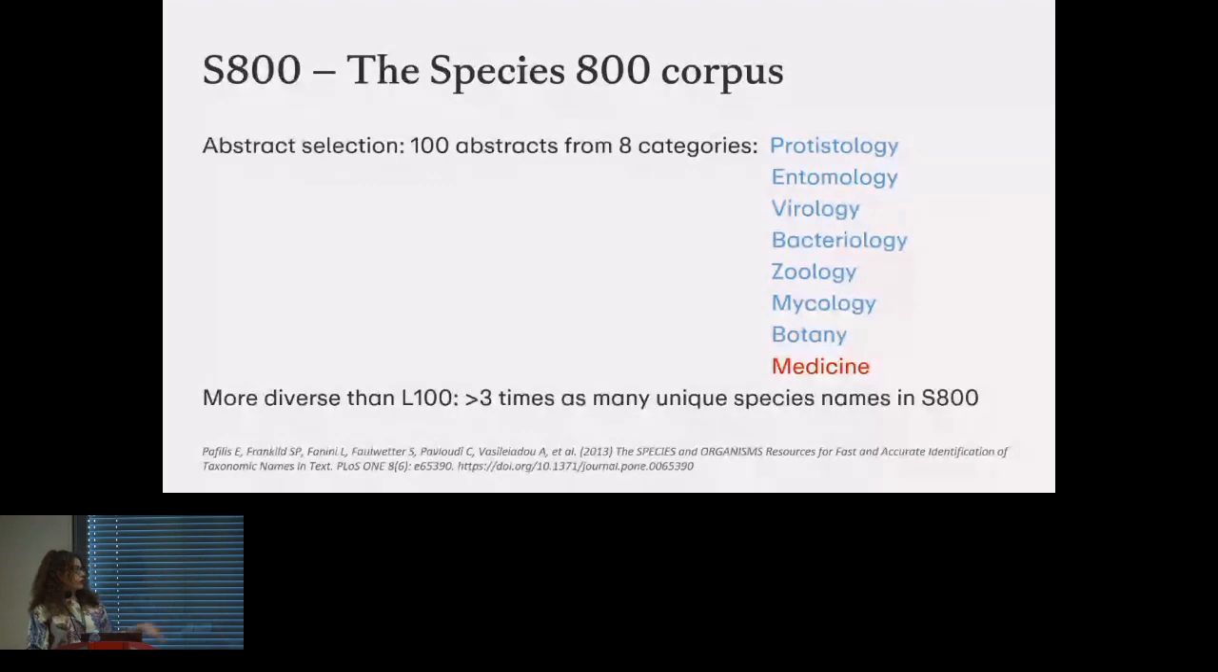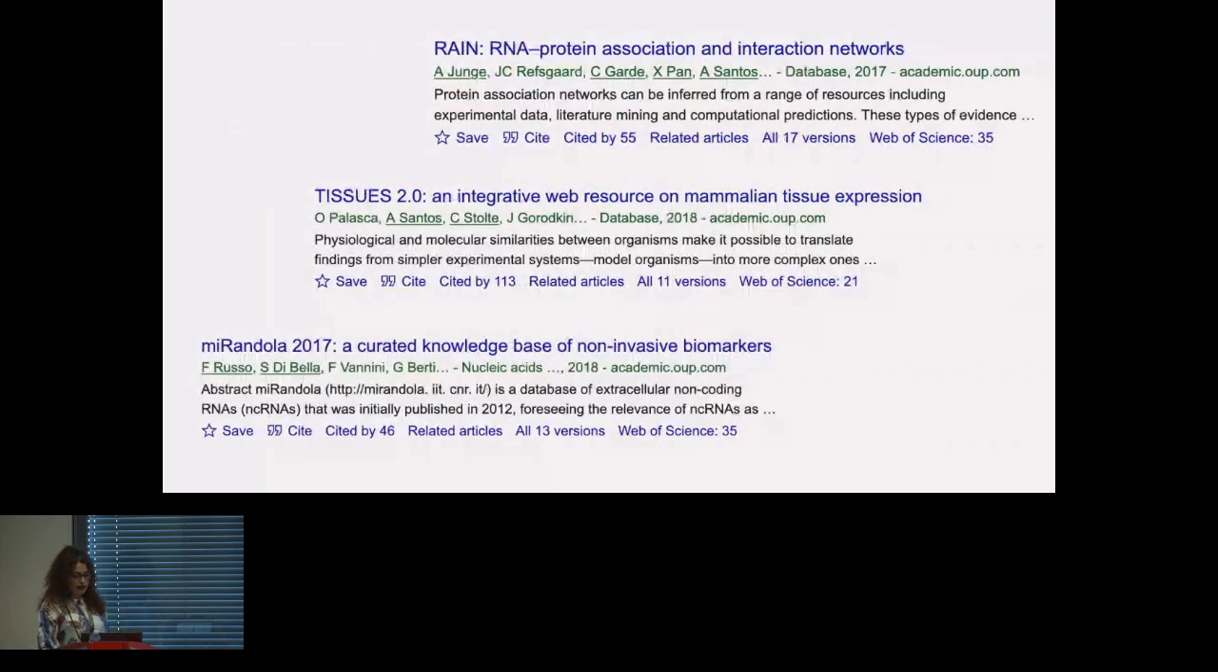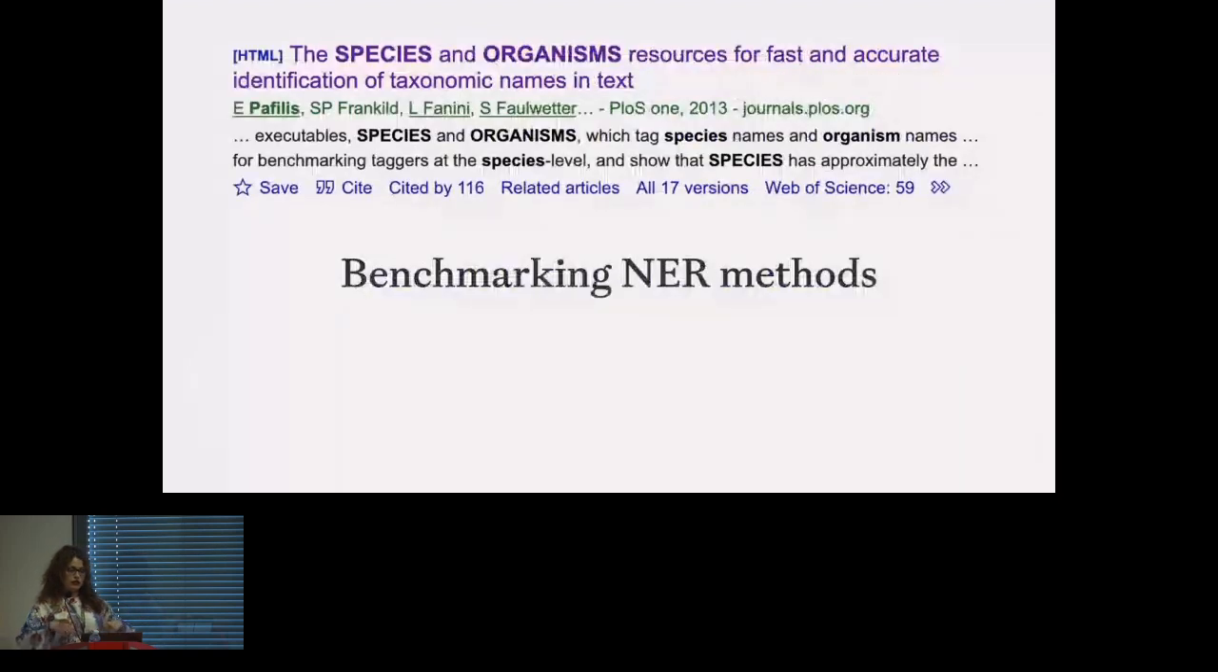This corpus managed to become more diverse than L100. There were more than 3 times as many unique species names in that corpus, and it has been used extensively. So it has been used in other resources, and many of them come from our own lab. But what it has been lately used for is benchmarking NER methods. So because with the advent of the deep learning, large language models, and also the ones that are specific to the biomedical domain, there is a huge need to benchmark those.